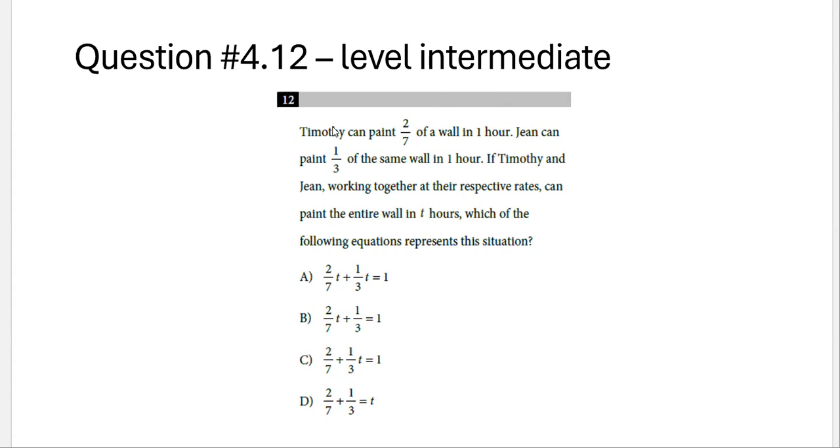Okay, so let's see what it says. Timothy can paint 2/7 of the wall in an hour. Jean can paint 1/3 of the same wall in 1 hour. If Timothy and Jean, working together at the respective rates, can paint the entire wall in T hours, which of the following equations represents the situation?